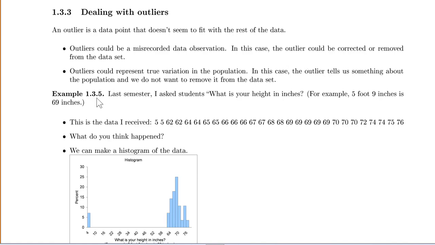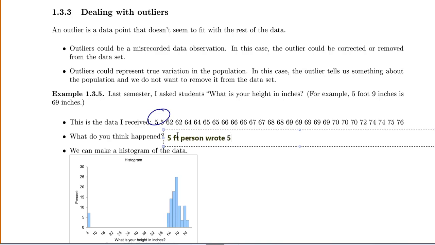So a really good example of this is in a previous semester, I asked students, what's your height in inches? So for example, 5'9" is 69 inches. This is the data I received, 5'5", 62, 62, up to 76. So what do you think happened here? I'm pretty sure no one in my class was 5 inches tall. So I'm guessing when they were 5 feet tall, they didn't pay enough attention and they just wrote a 5. So a 5-foot person wrote 5 inches, not paying attention.